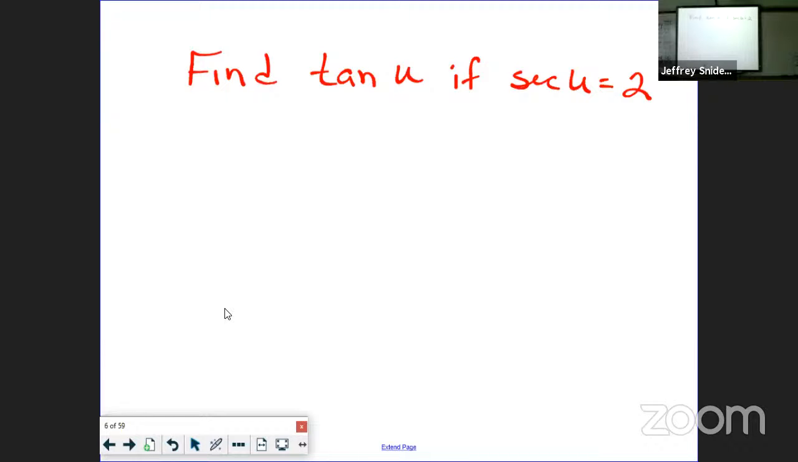So it says find tangent of u if secant u equals 2. So this would be an idea of evaluating a trig function given a trig value. Given a trig value, evaluate the other one. So I want you to find the tangent of u if I tell you the secant of u is 2. Okay? There's multiple correct ways of doing this.